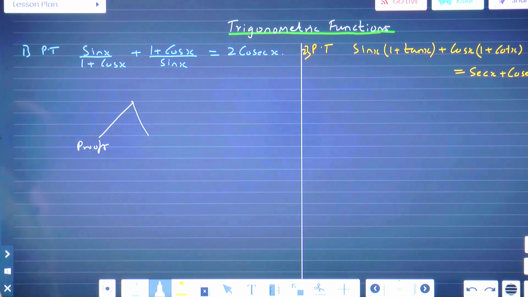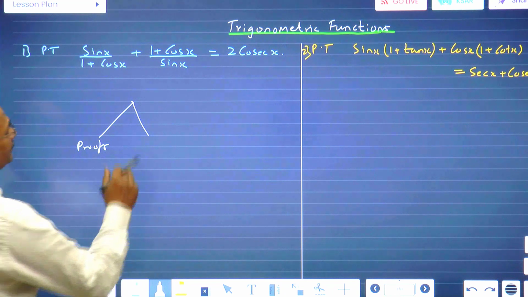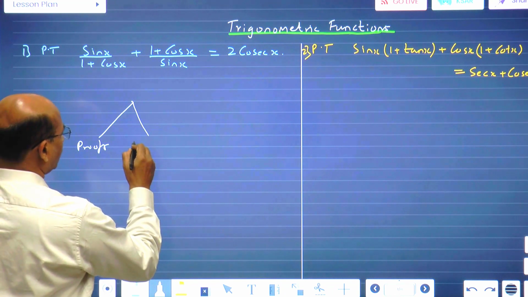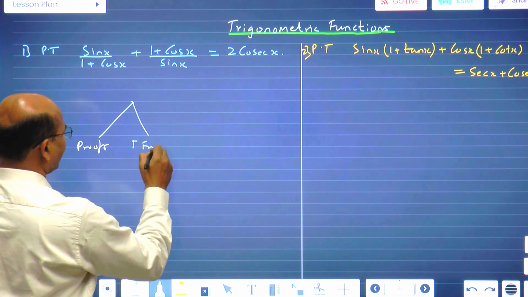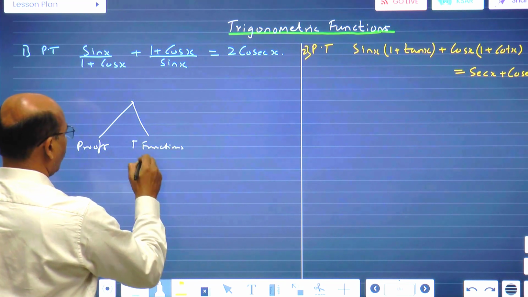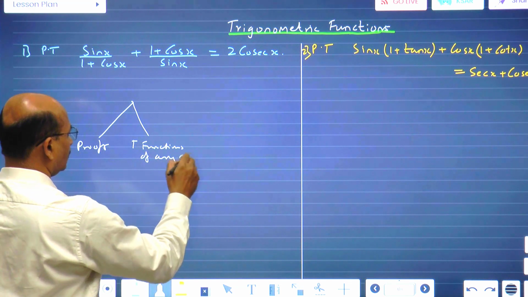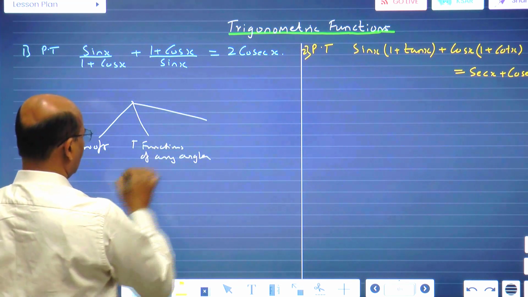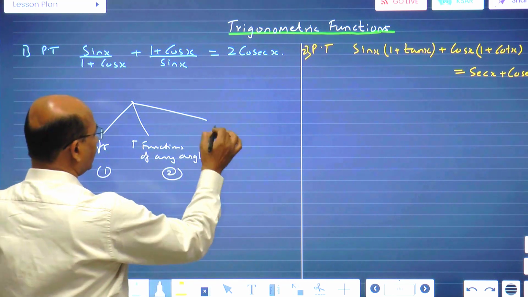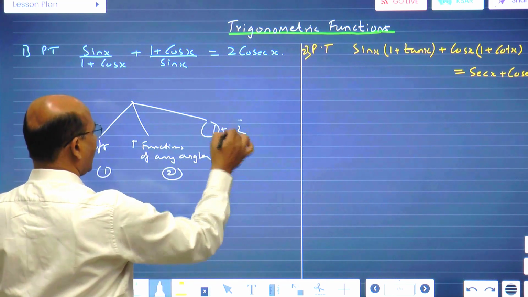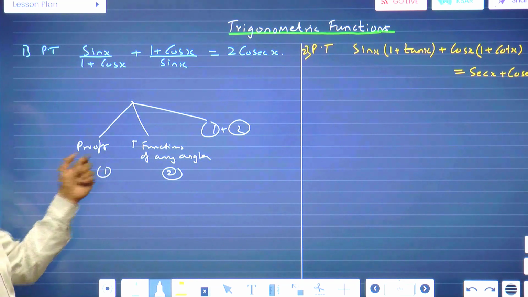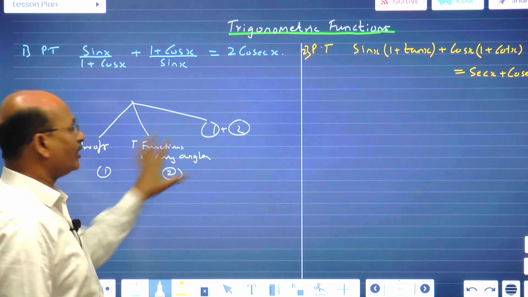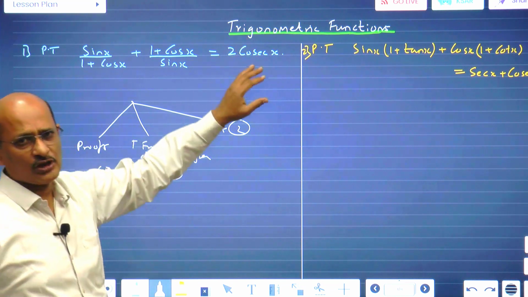The second type is based on trigonometric functions of any angles. And the third is the combination of both. That is, 1 and 2 is a combination of 1 and 2. So proofs, and trigonometric functions of any angles of any magnitude, that's what we are going to cover in trigonometric functions.